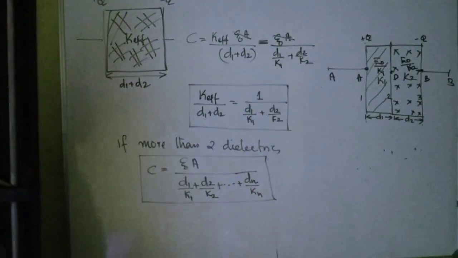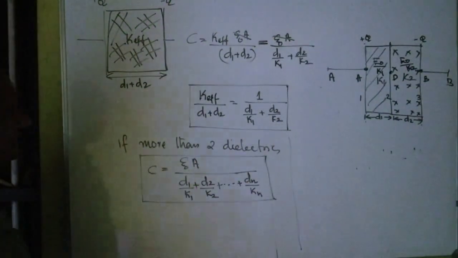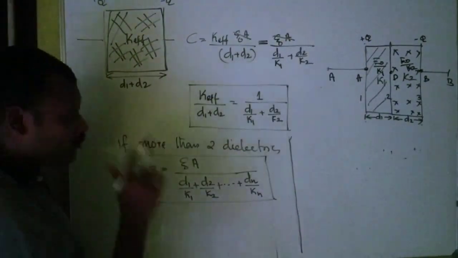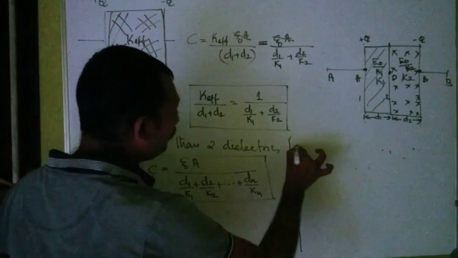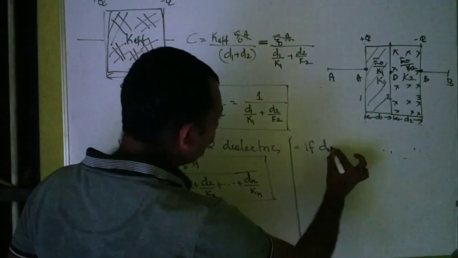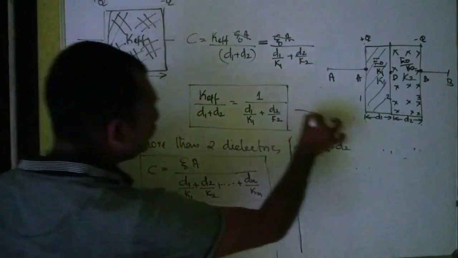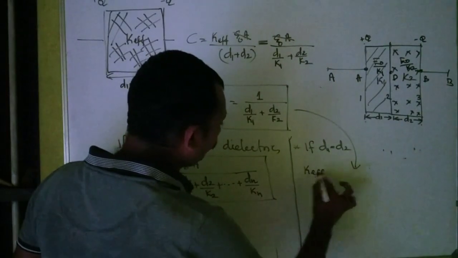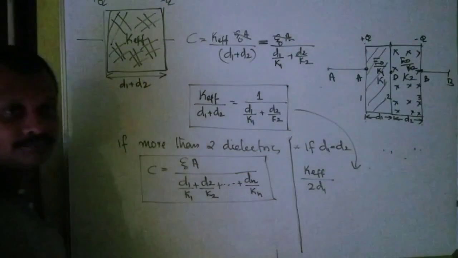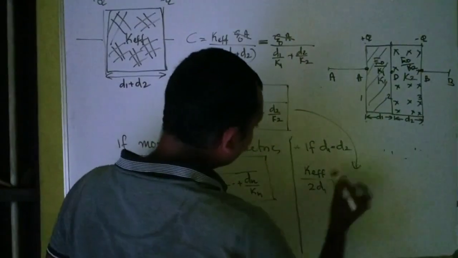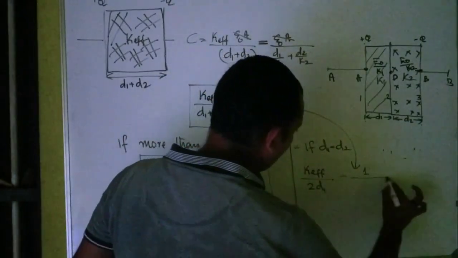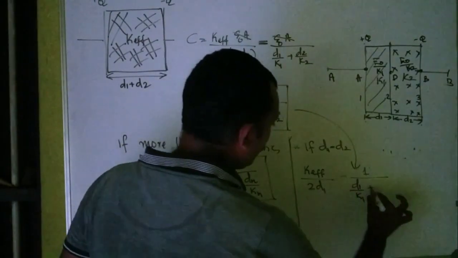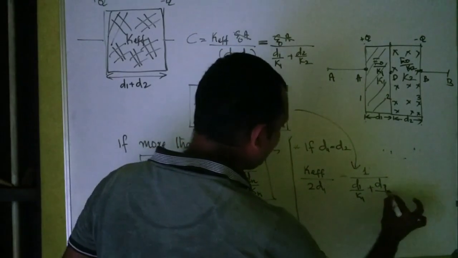But generally we get problems in such a way that D1 is equal to D2. The problems that we generally get are where the separations are equal, the lengths of the dielectrics are equal. If D1 is equal to D2, then this formula can be written as K effective divided by 2D1, right? That is equal to 1 divided by D1 by K1 plus D1, since D1 is equal to D2, that is D1 again by K1, right?